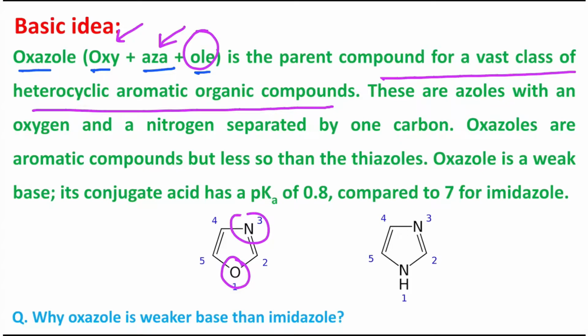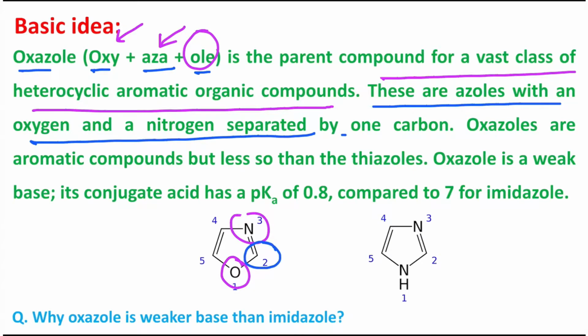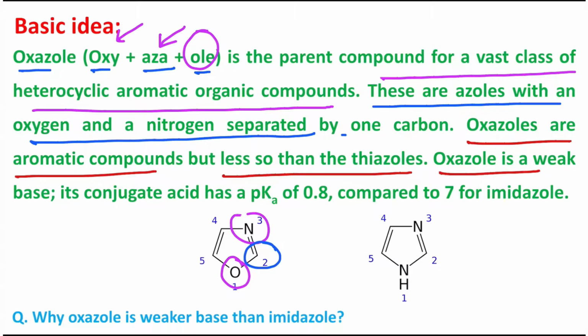These are azoles with an oxygen and nitrogen separated by 1 carbon, so carbon number 2. Now oxazoles are aromatic compounds but less than thiazole, because we know, for example, furan versus thiophene, aromaticity is more for thiophene compared to furan. So like that you may consider. Oxazole is a weak base and its conjugate acid has pKa 0.08 compared to imidazole. Now the question is, why is oxazole weaker than imidazole?